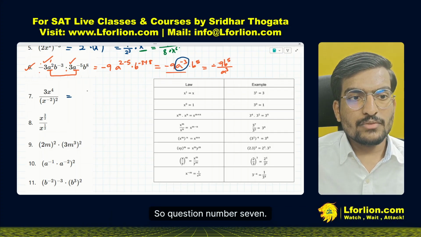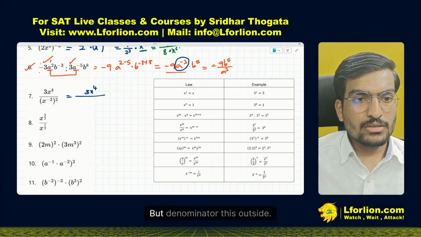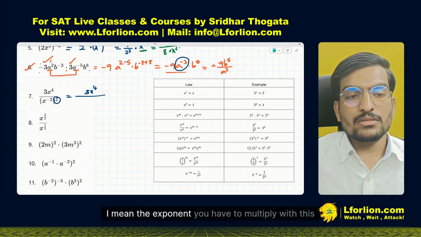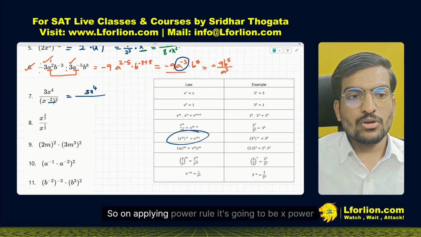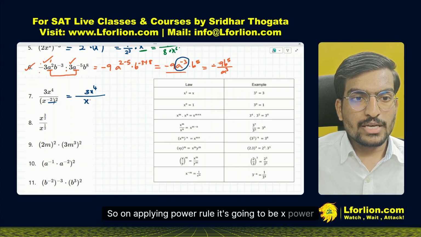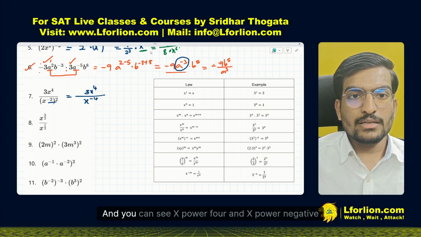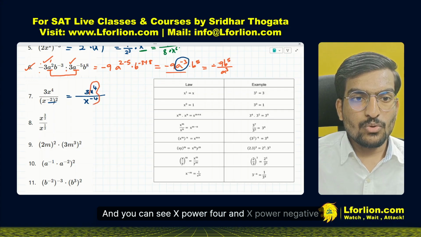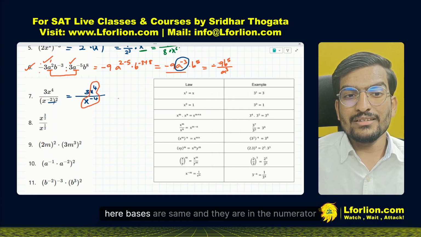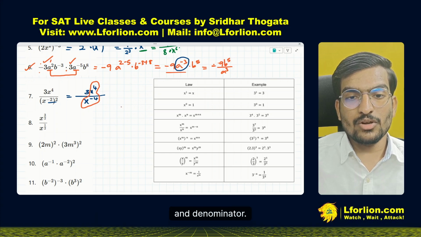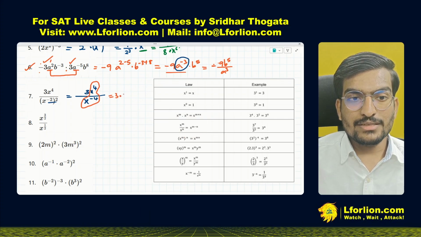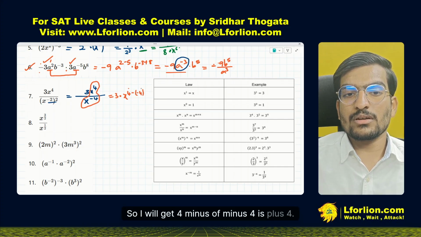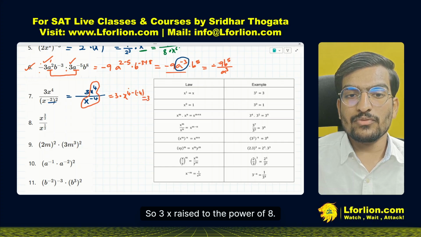So question number 7. There is no change in the numerator, but in the denominator, the outside exponent you have to multiply with this because we are going to apply the power rule. On applying the power rule, it's going to be x power negative 4, and you can see x power 4 and x power negative 4. Here the bases are same and they are in the numerator and denominator, so I'll apply the quotient rule. This 3 will be as it is, so x power 4 minus of minus 4 is plus 4, so 3x raised to the power of 8.